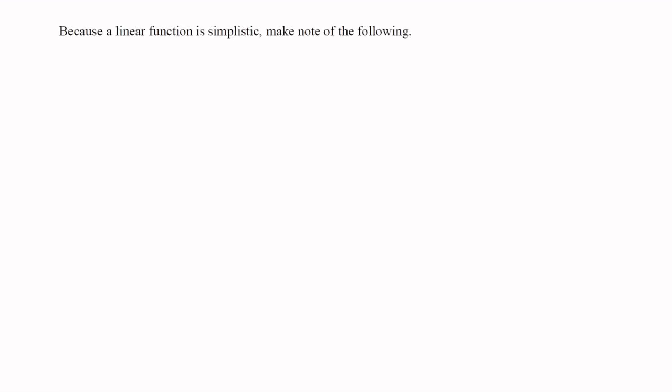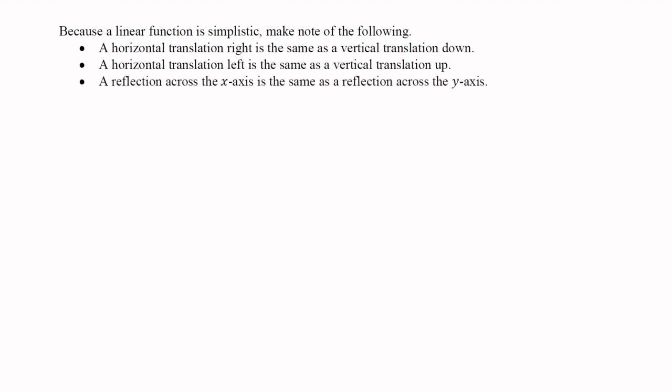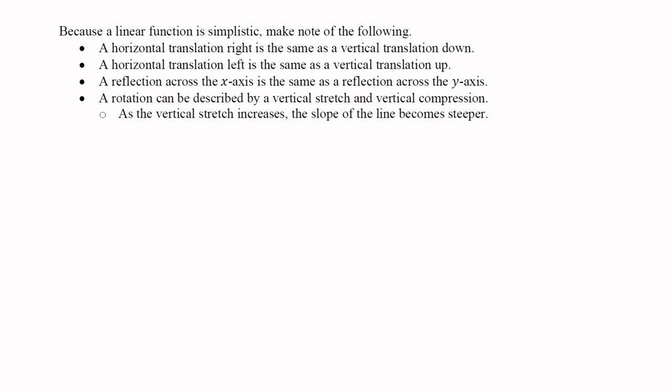Because a linear function is simplistic, make note of the following. We've already mentioned a few of these, but I want to bring them up one more time. A horizontal translation right is the same as a vertical translation down. A horizontal translation to the left is the same as a vertical translation up. A reflection across the x-axis is the same as a reflection across the y-axis. A rotation can be described by a vertical stretch and a vertical compression. As vertical stretch increases, the slope of the line becomes steeper. As the vertical stretch decreases, the slope of the line becomes less steep.